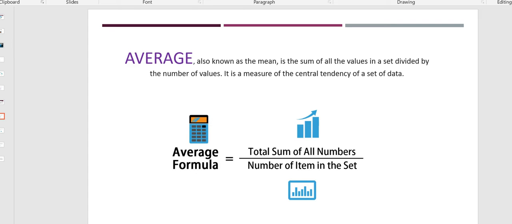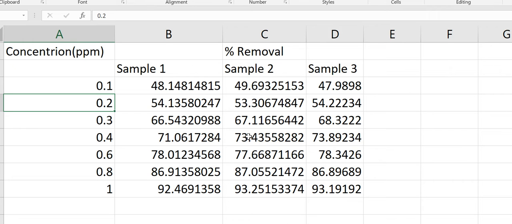Average is basically the sum of all the numbers in your data divided by the total number of items in the experimental data. For example, from a chemistry point of view, say you are studying wastewater treatment and the effect of the concentration of a pollutant on percentage removal with the help of the adsorption method or photodegradation, whatever method you are using. Here is the data you have, where you have performed the experiment 3 times.